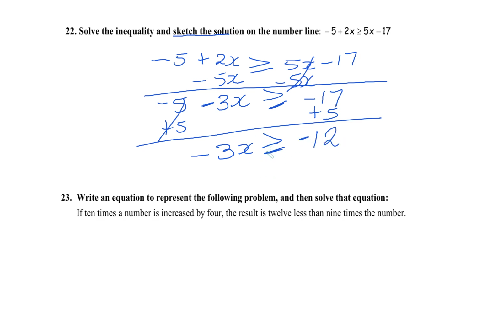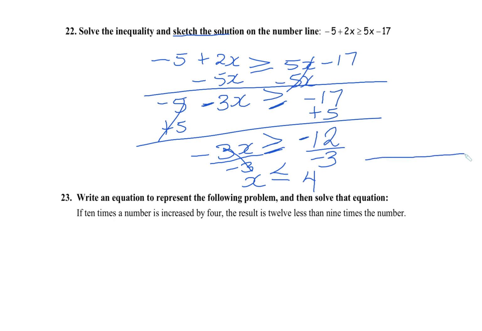Now here's where you have to pay special attention. I'm going to divide my -3x by -3. Now when you divide your variable by a negative, the inequality sign will change direction. So it's going to become a less than or equals. This becomes x, and this becomes +4. So your answer is x less than or equals to 4.